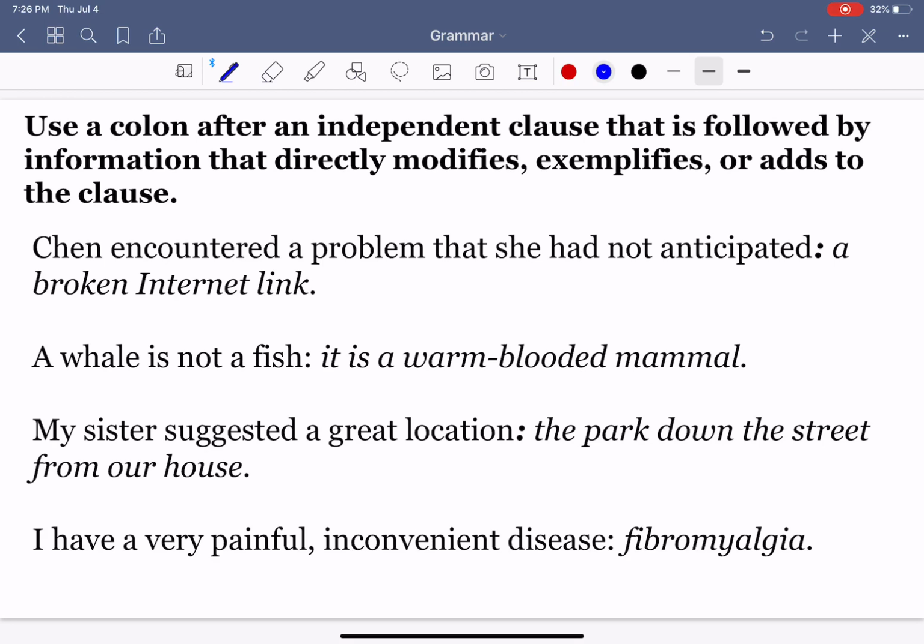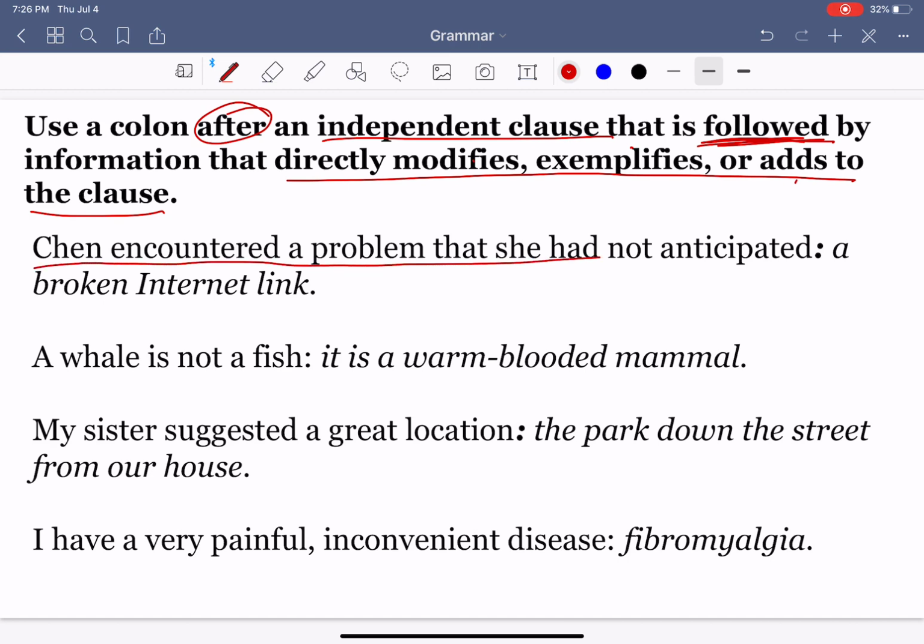You also use a colon after an independent clause that is followed by information that directly modifies, exemplifies, or adds to the clause. So you use a colon after an independent clause that is followed by information that directly modifies, exemplifies, or adds to the clause. So here are some examples.